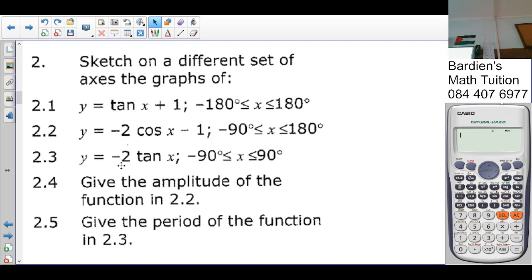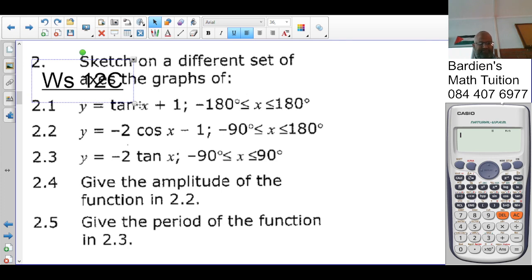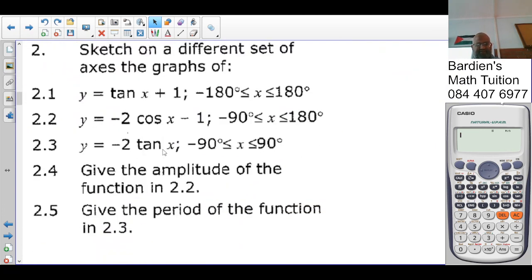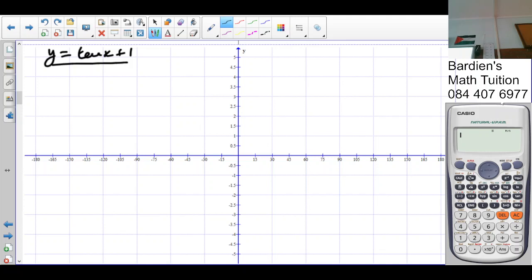Give the period of the function in 2.3. 180. Okay, so I'm not going to answer those 2 questions. So I can just draw those three graphs quickly. So the first graph, I'm going to use the same axis here. What's the first equation? y equals tan x plus 1. It's actually the tan graph shifted 1 unit up. Okay, so it's going from negative 180 to 180. So this axis is perfect for what they want you to do here.